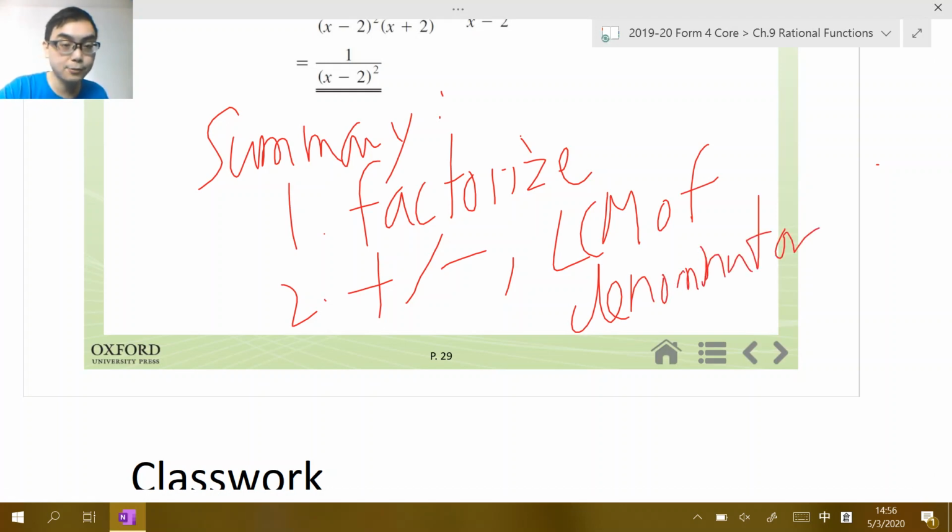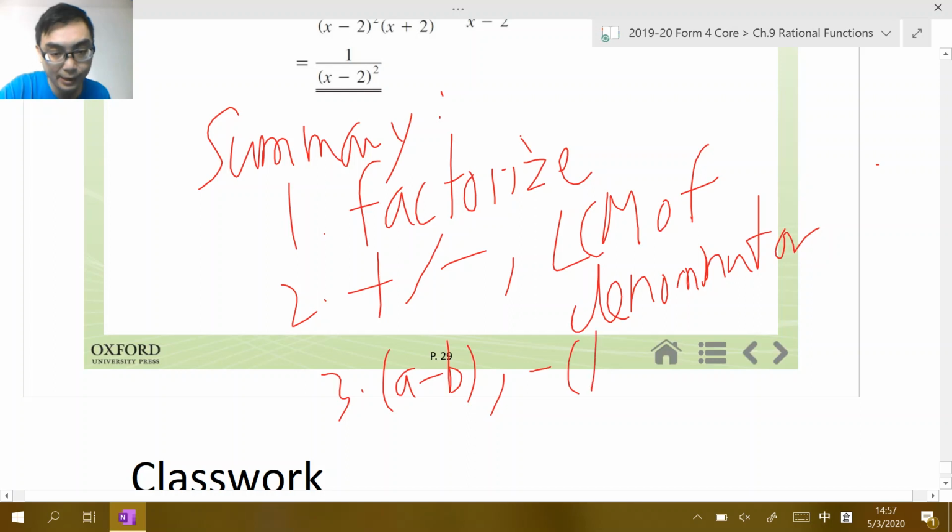Also, when we talk about rational functions or algebraic functions, do remember terms like a minus b and negative bracket b minus a. If you have one positive term and one negative term together, you can interchange the positive and negative terms, but do remember to put the negative sign in front. I think these three are the most important things to keep in mind when you do any rational functions. This is the end of this chapter.